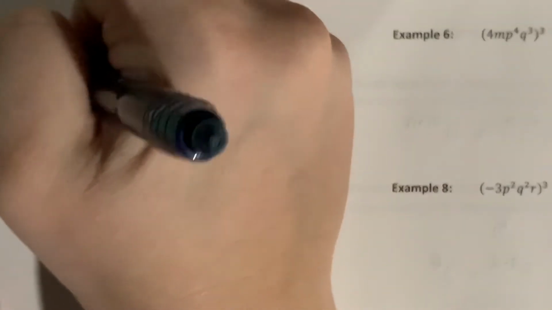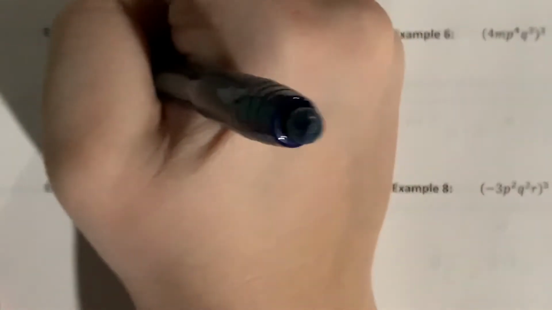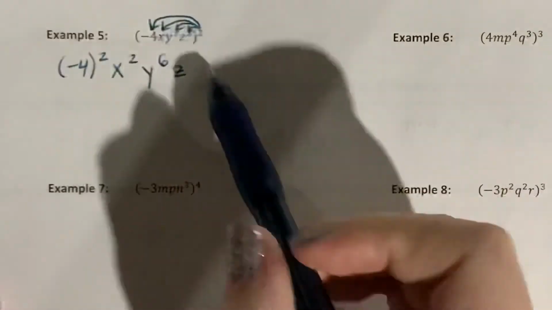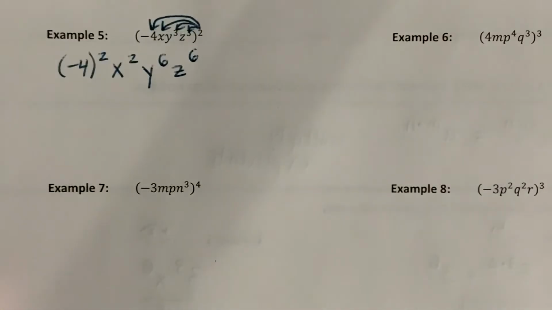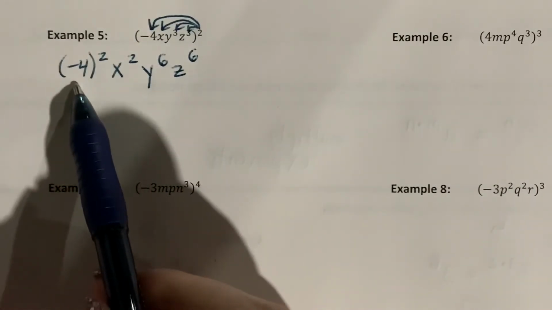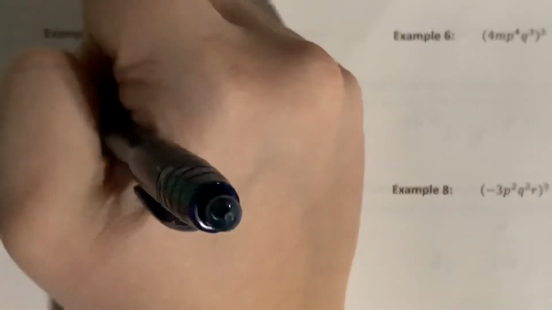So I will get -4 raised to the second power times x raised to the second power times y, doing 3 times 2 to get 6. And then for my z's, here I also have 3 times 2 to get 6. And then the only piece that I need to do in my calculator is this -4 squared, or this is like saying -4 times -4, and I'll get 16. So I have 16x squared, y to the 6, z to the 6 as my final answer.